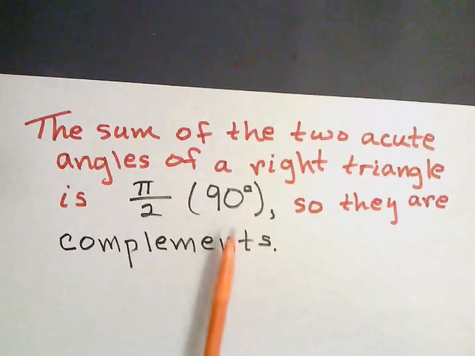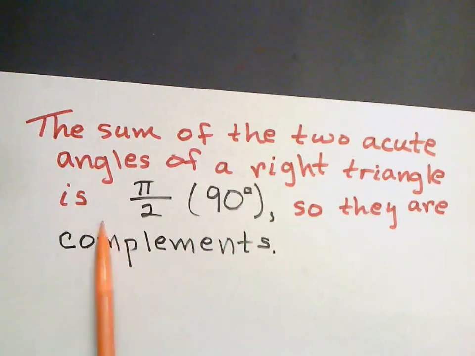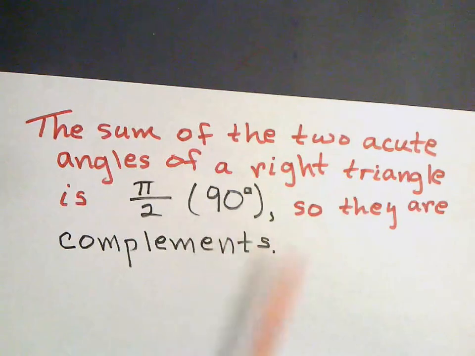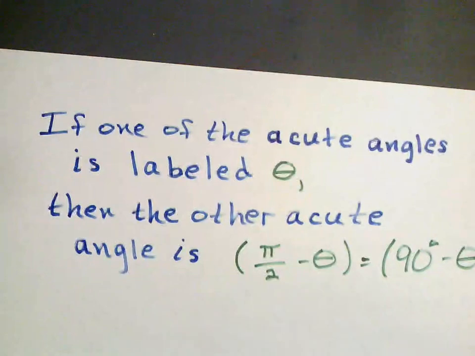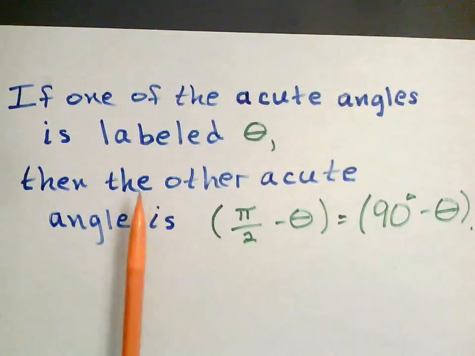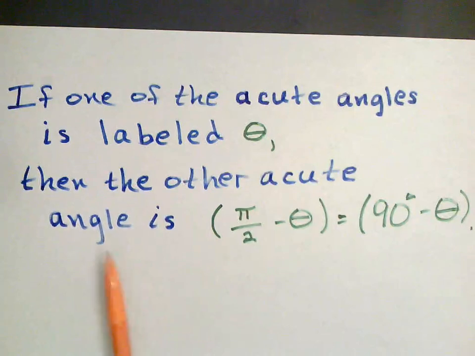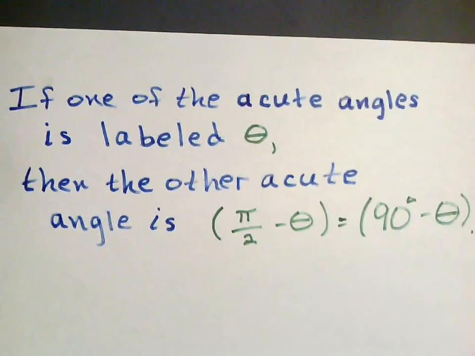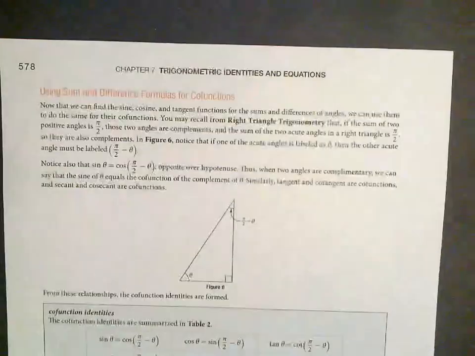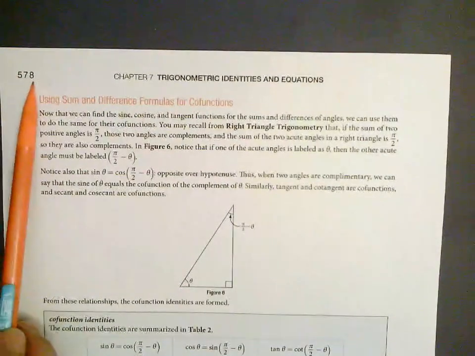The sum of the two acute angles of a right triangle is pi over 2 radians, or 90 degrees. So they are complements of each other. That means that those two acute angles of a right triangle will add up to 90 degrees. And if one of the acute angles is labeled theta, then the other acute angle will have to be pi over 2 minus theta, or 90 degrees minus theta. So like sine and cosine, they're co-functions. This is found on page 578 in our ebook.